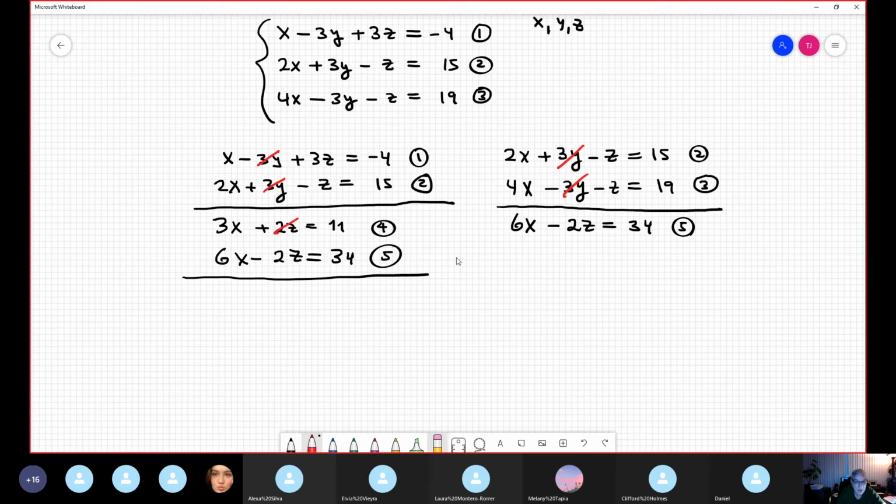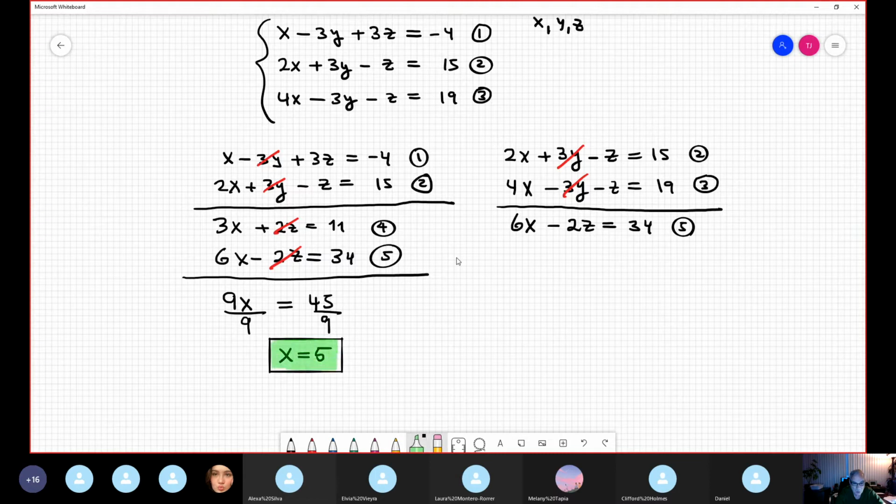C is ready for elimination. Positive 2c and negative 2c. You add by column and 9x equals 45. 45, no? 45 because the 5 is 45. Divided by 9 both sides. x equals 5.